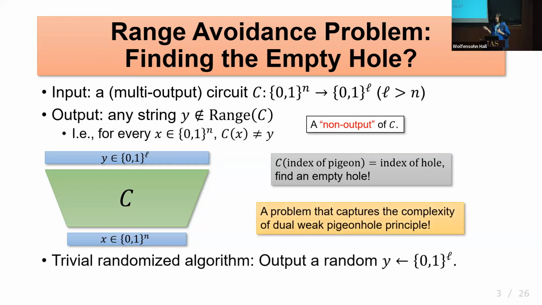There is a trivial randomized algorithm for this problem. You just output a random string. With high probability it's not in the range of the circuit. But of course, we want deterministic algorithms, and we are unable to get deterministic algorithms. And if we get one, then it will have dramatic consequences in complexity theory.